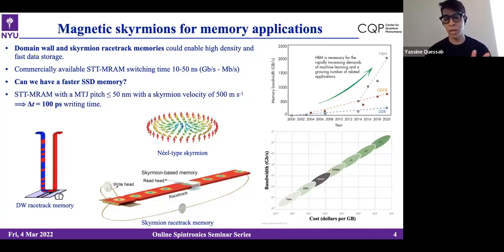So STT-MRAM with MTJ pitch less than 50 nanometer is quite feasible and common. Now let's assume a skyrmion velocity of 500 meters per second, then the time delay between two consecutive MTJs is about 100 picoseconds, and that gives you a bandwidth in the gigabytes per second scale. So what you realize is the key metric for the viability of a skyrmion-based racetrack memory is the velocity, and that is why I specifically focused on this metric in my research work.